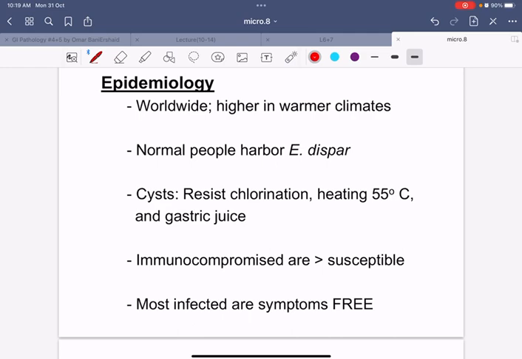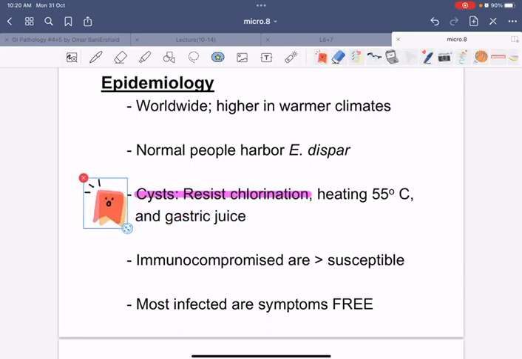Normal people harbor Entamoeba dispar. So you have to teach your technicians, your nurses, when they examine the stool, to differentiate between dispar and histolytica. Very important point. The cyst resists chlorination. An important matter. Chlorination means sterilization of water, with what? With chlorine. It can resist the chlorination, heating up to 55 degrees centigrade, and is also resistant to gastric juice.